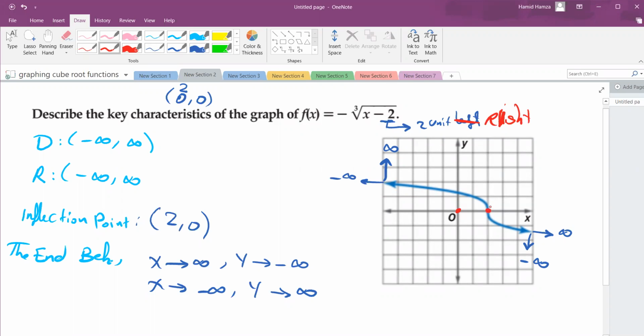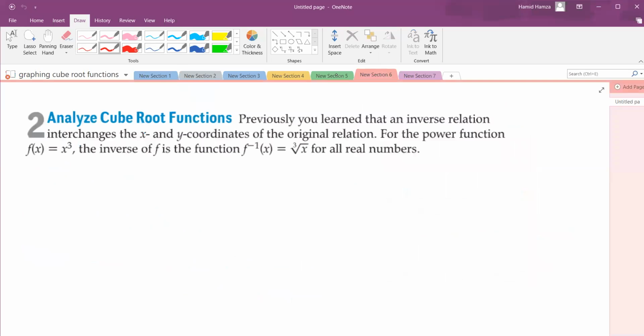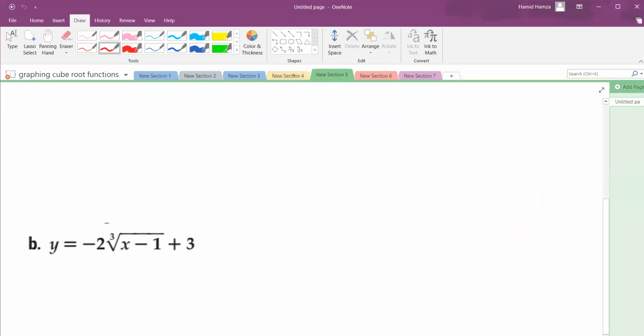So I should graph it like this. After it, go up, and before it, I go down like this. But because we have a negative sign, it will be reflected about the x-axis. So this part will go down here, and this part will be reflected and go up. Okay.